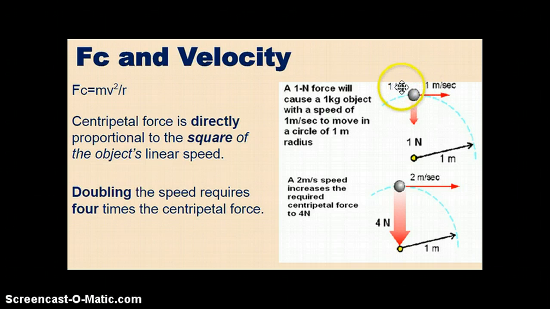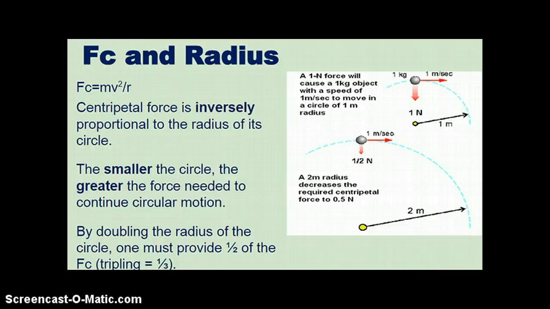So here I have a 1 kilogram mass. It's traveling at 1 meter per second, and it only takes 1 Newton of force at 1 meter radius. If I double the velocity, all things being the same here, 1 kilogram mass at 1 meter, it quadruples the force necessary. So 2 meter per second speed increases the required centripetal force to 4 newtons. So the relationships that we're looking at are, how does centripetal force change if mass changes, if velocity changes, or if radius changes? So we're looking at relationships here. It's inversely proportional to the radius.